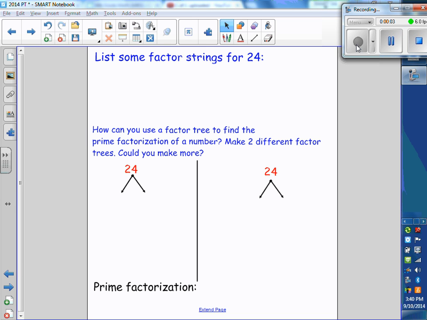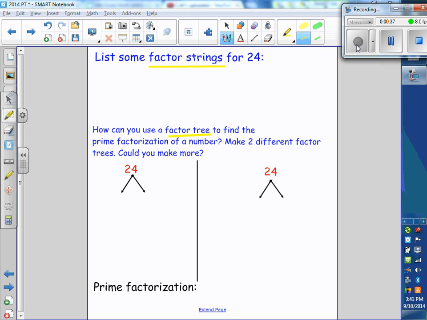This is a quick video on factor strings and factor trees. You're going to use this skill when you come back to class tomorrow. The goal today is to be able to take the number 24 and understand what a factor string is and make different factor strings, and then take the same number 24 and make factor trees, because both of these skills help you solving lots of math problems.